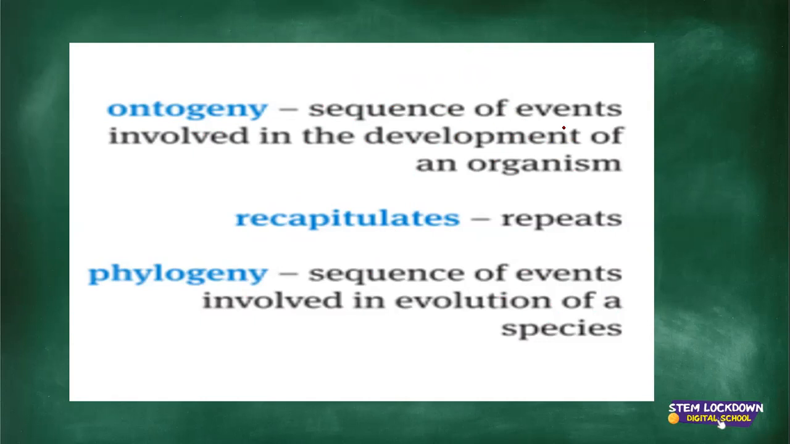Ontogeny, sequence of events involved in the development of an organism. But phylogeny is the sequence of events involved in the evolution of a species. Species involves a larger group, which has lots and lots of organisms within it. But this here is looking at just one organism. So if you look at human beings, you can look at the embryo sequence of events involved in the development of a human being. It's similar to the sequence of events involved in the evolution of all animal species. Yes, so that's what it means.